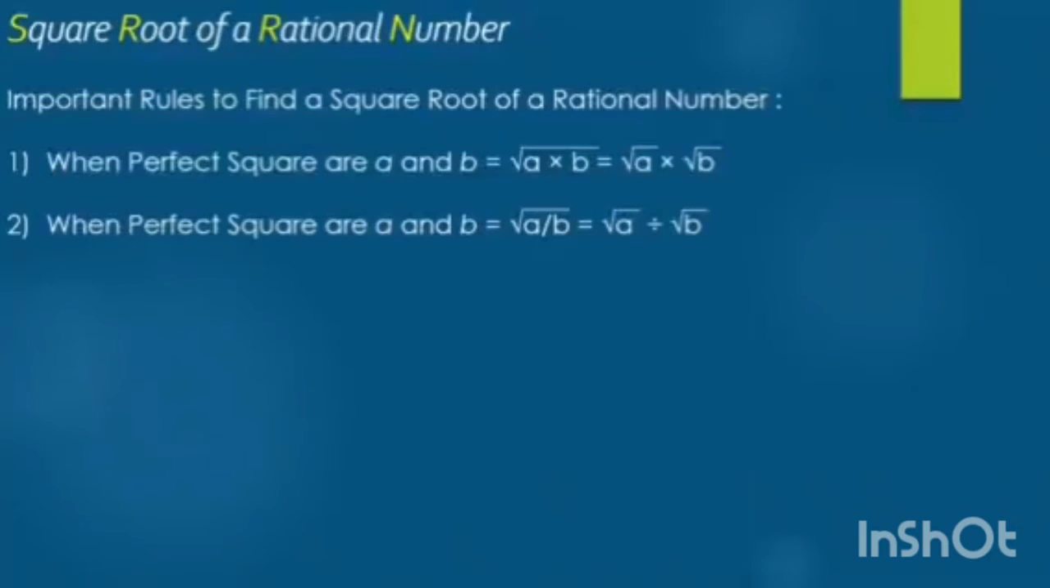When a and b are perfect squares, the square root of a divided by b is equal to the square root of a divided by the square root of b. Rule 2. Let's see how to find the square root of a rational number.